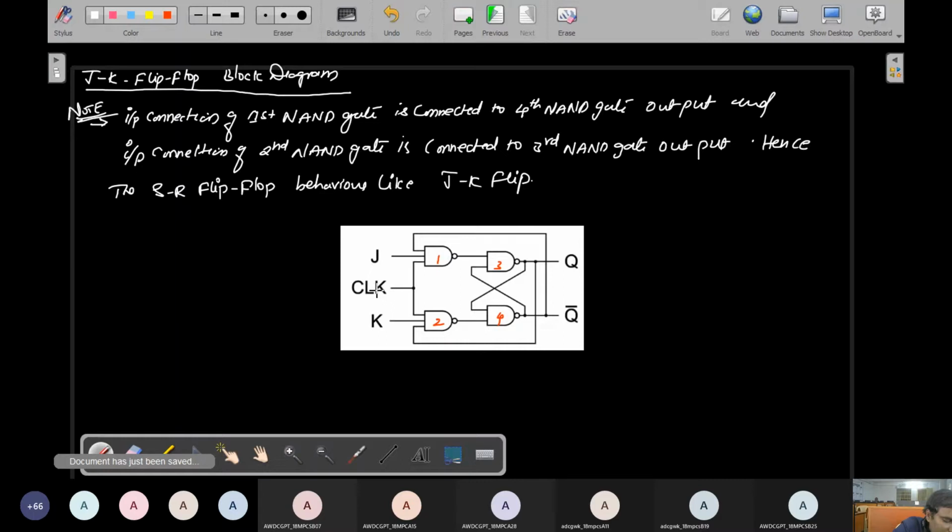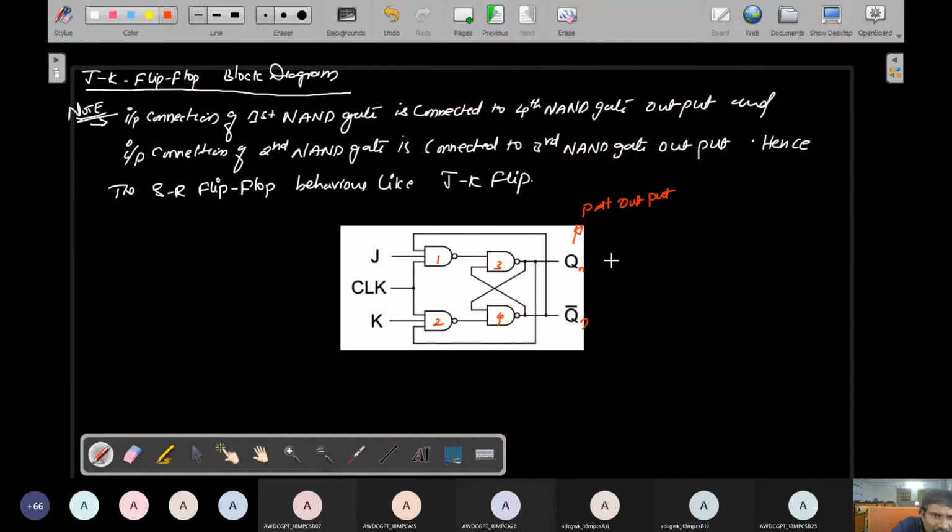See here, J and K, this is a clock pulse, and the J terminal and K terminal behave like S and R only, set and reset. So now J is connected to the first one, and the second terminal is connected to K. Simply take, these are the outputs. This is the present output, Qn, and this is Qn bar. These are called present outputs, or past outputs.